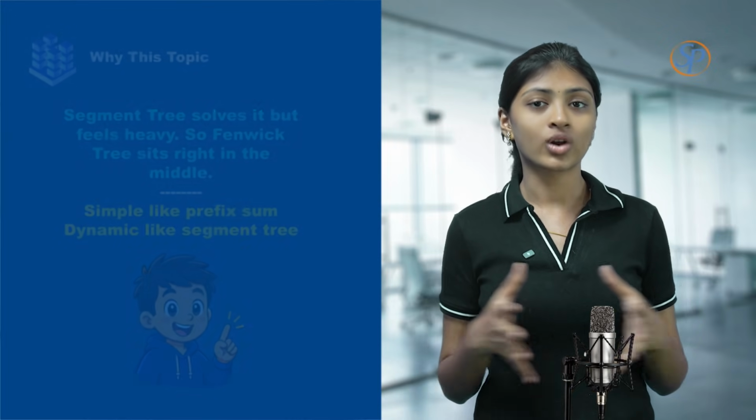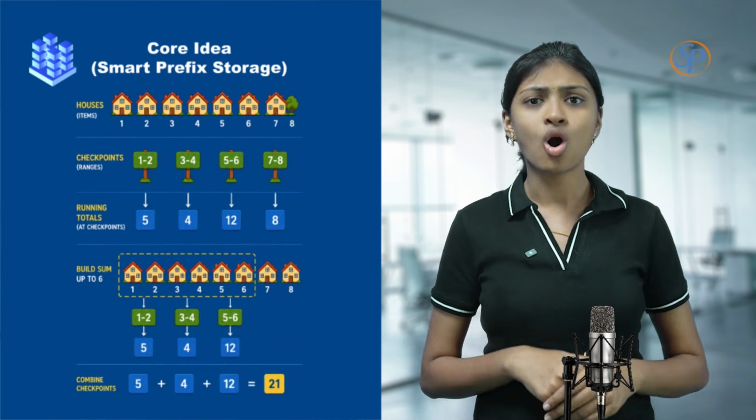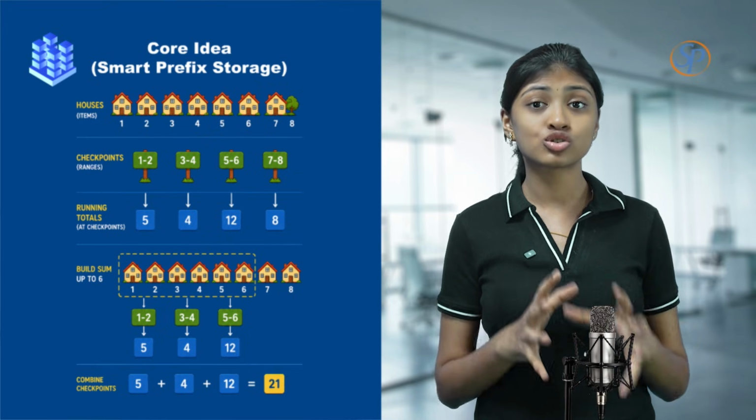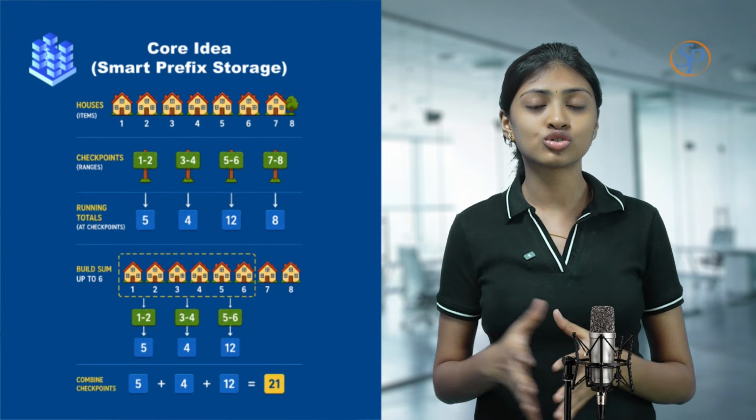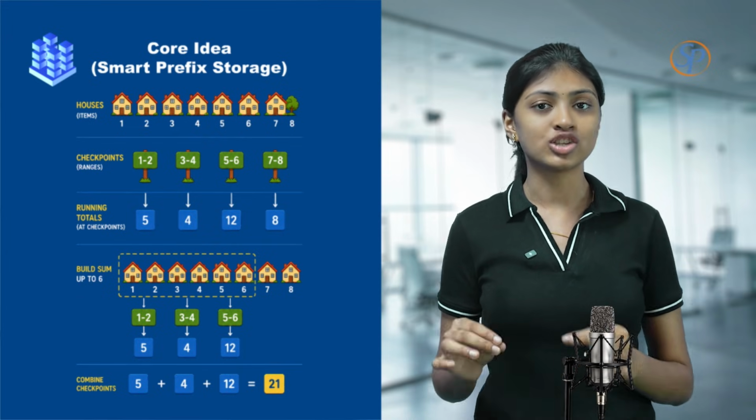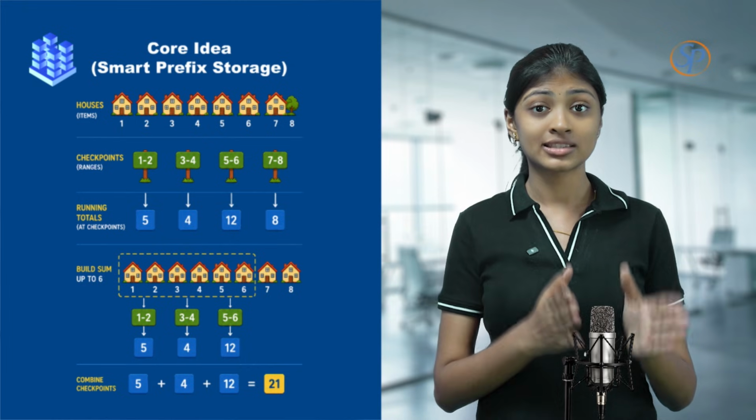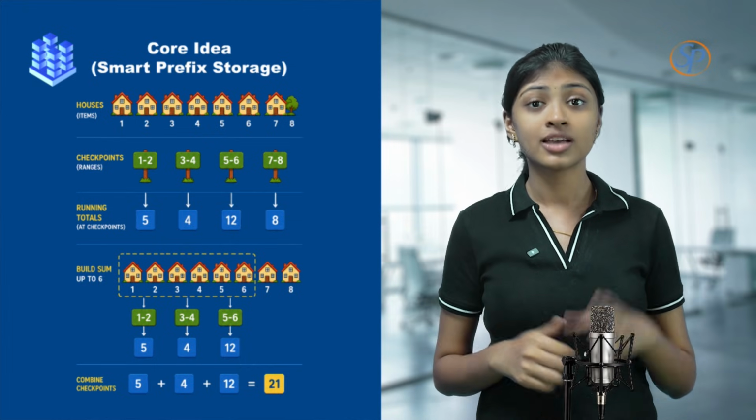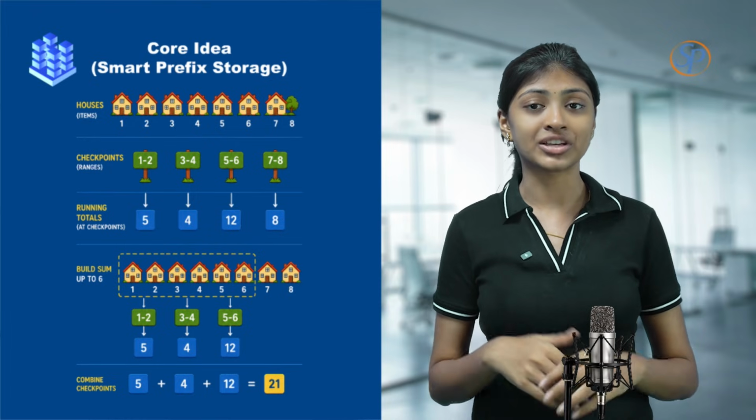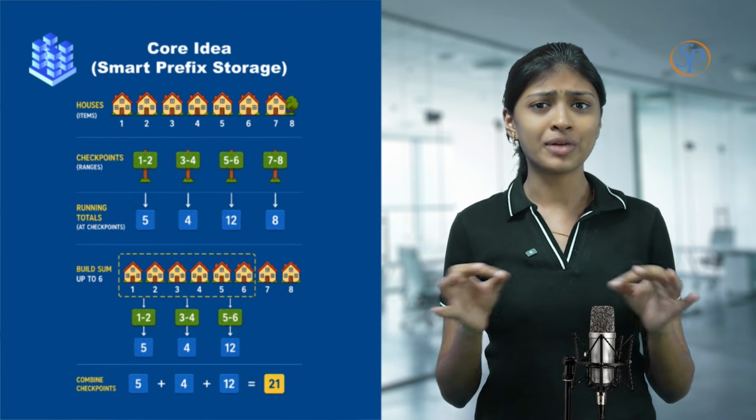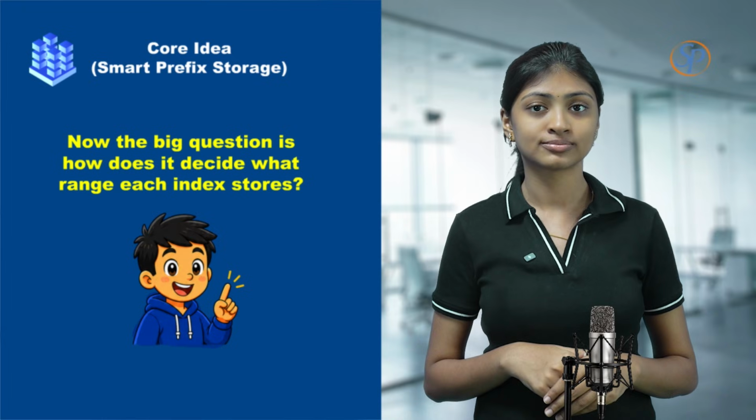Concept 1. Core idea, smart prefix storage. Instead of storing exact values or full segments, Fenwick tree stores partial sums in a very clever way so that every index contributes to multiple ranges. Now imagine this like maintaining running totals at different checkpoints. Some checkpoints store small ranges, some store bigger ones, and together they help you quickly build a prefix sum. Now the big question is, how does it decide what range each index stores?